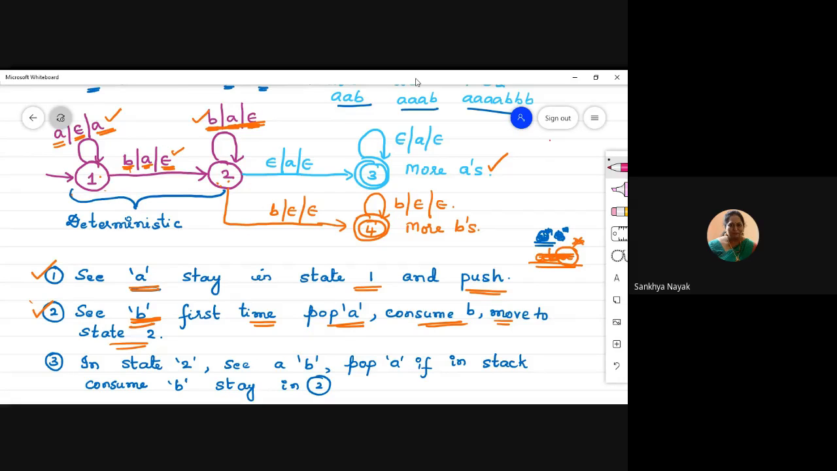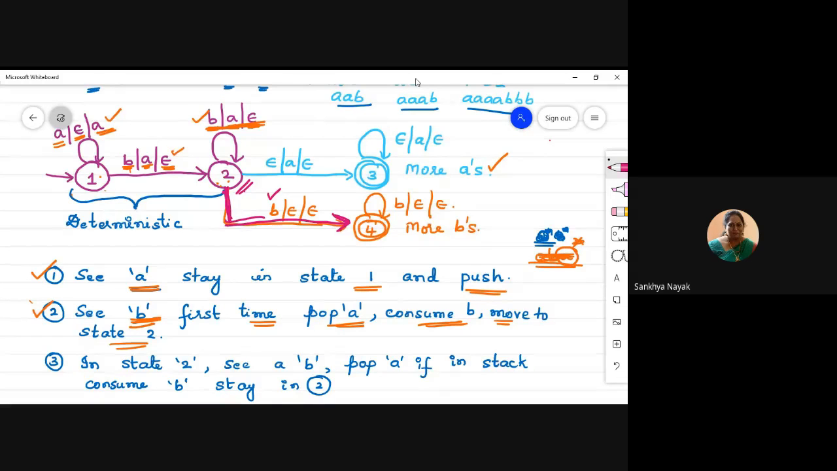Suppose if I see a B, then I should change state, isn't it? As I said, I'll be in state 2 until there are equal number of A's and B's. Now A's are over. So if you see a B, you will go to final state, right? That means more number of A's than B's. All right.